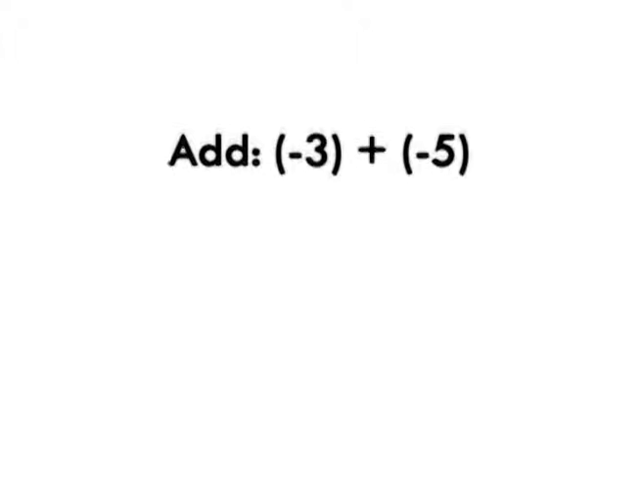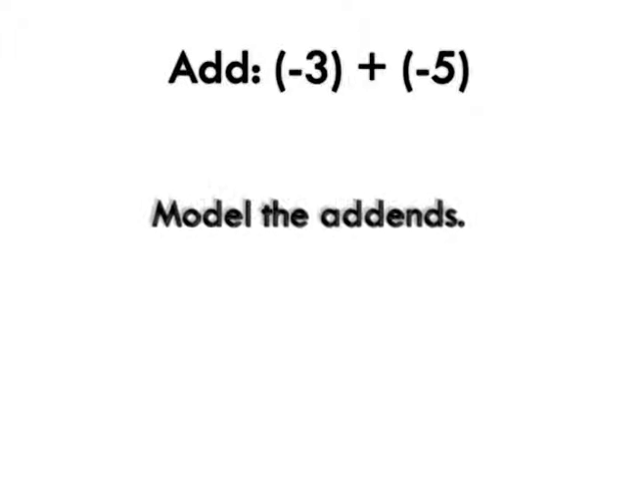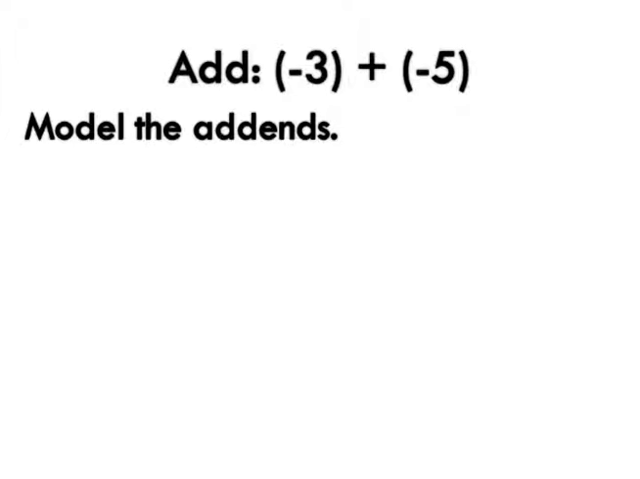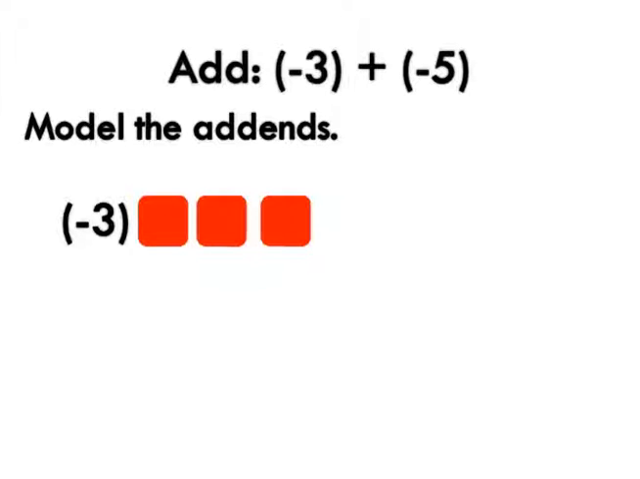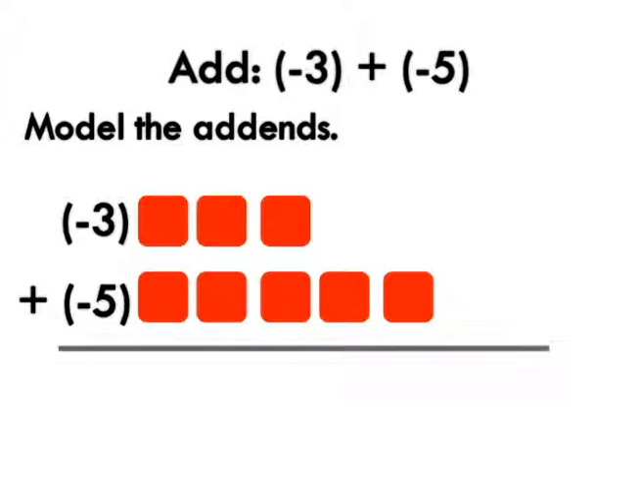Now let's have our second example, which is negative 3 plus negative 5. First, we model the addends. Our first addend is negative 3. Since it is a negative, we use red tiles. So we have 1, 2, 3 red tiles. And for our second addend, which is negative 5 and still a negative, we use red tiles. So negative 5: 1, 2, 3, 4, and 5 red tiles.